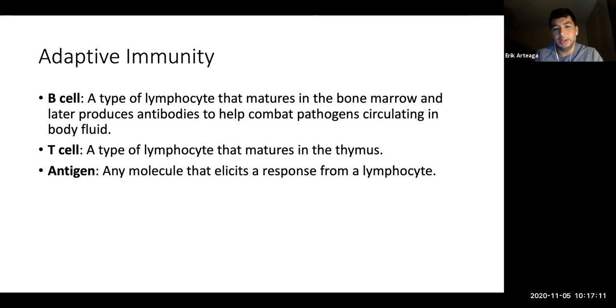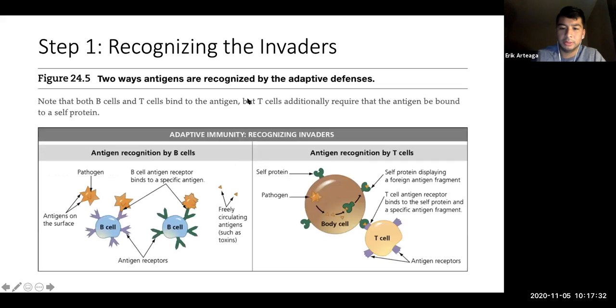So antigen is any molecule that elicits a response from a lymphocyte. Okay, so it's anything like a sugar or a protein that's found in a bacterium or a fungi, to pieces of a virus that are broken down in the bloodstream, right? So there's a few different things that can activate or that can be antigen, right? And that cause these cells to react to it. Okay.